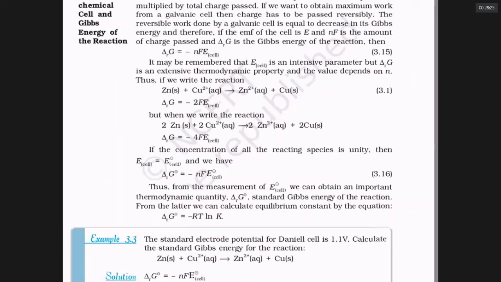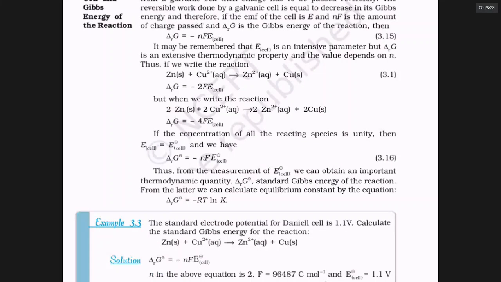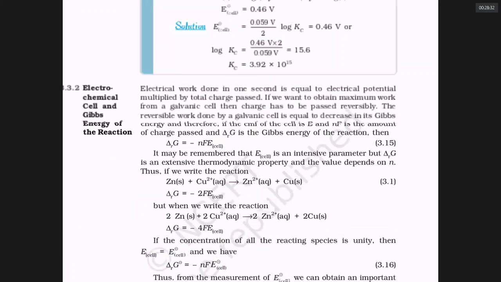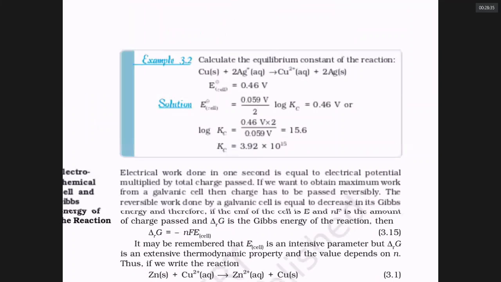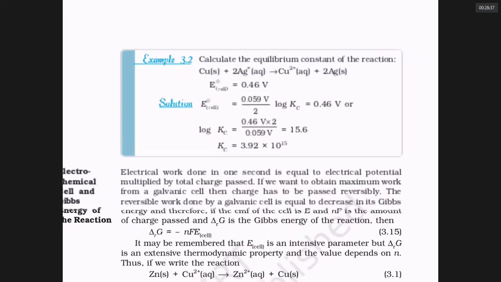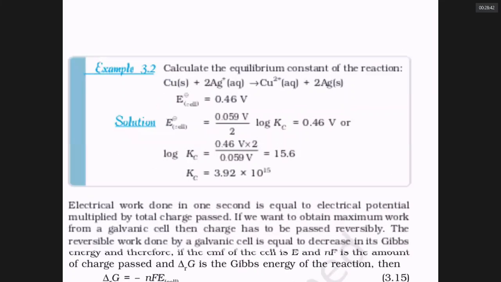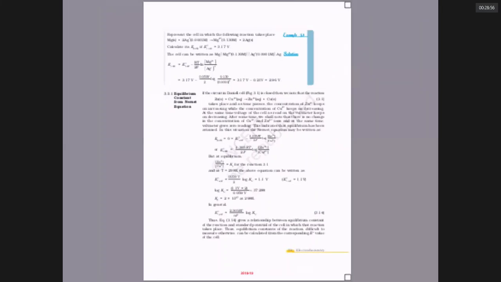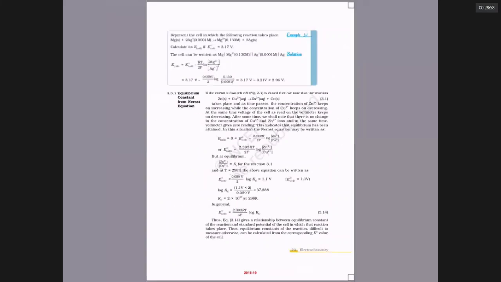Ladies and gentlemen, I have shown you that delta G is equal to minus nFE, where delta G is the Gibbs energy function. Also, I said the Nernst equation can be used to find the equilibrium constant. Calculate the equilibrium constant for the reaction Cu plus 2Ag+ gives Cu2+ plus 2Ag. Standard cell potential is equal to 0.46. I have suggested one important relation. What is the relationship we have seen?